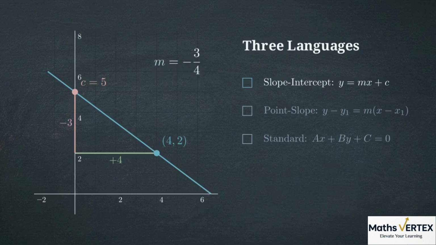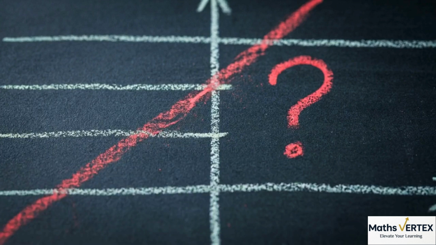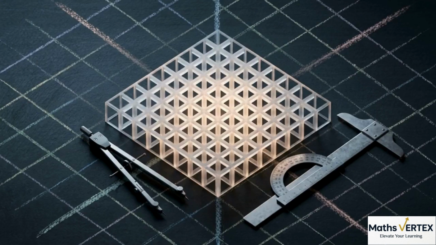By substituting the gradient and the intercept into the formula y equals mx plus c, we get y equals -3/4 x plus 5. This completes our first language, slope-intercept form. This method is highly intuitive, but it is limited by its total reliance on a visible, perfectly clean y-intercept. Without that specific point, we need a more flexible approach.